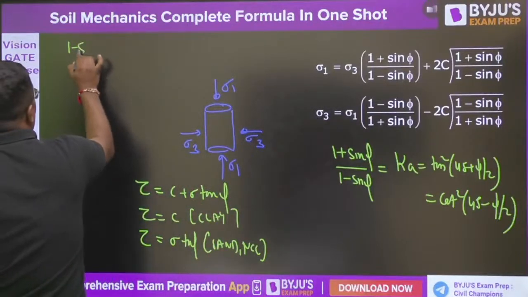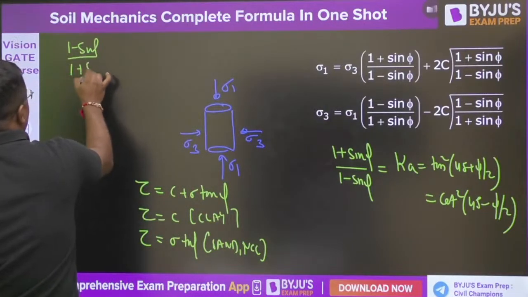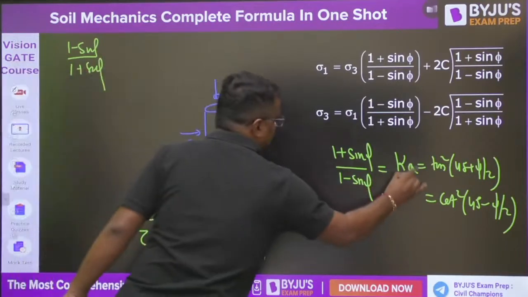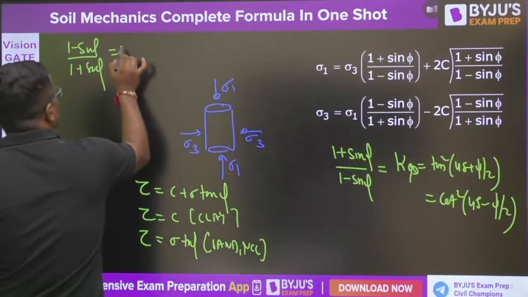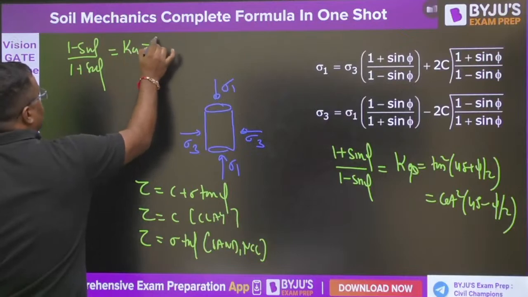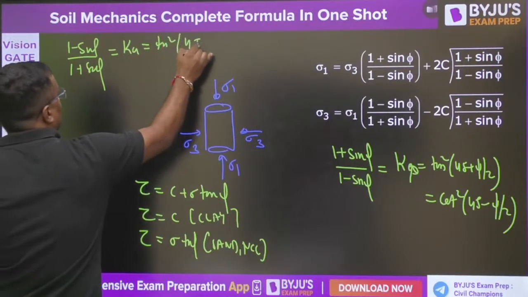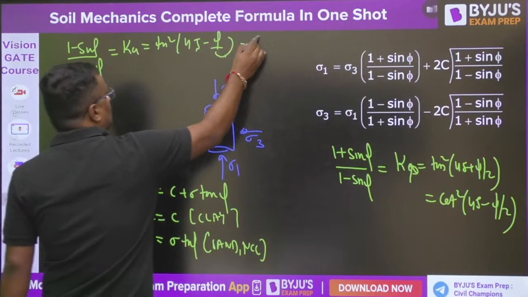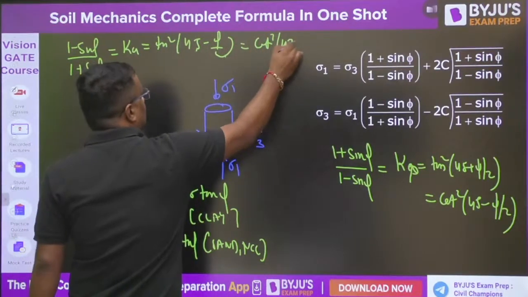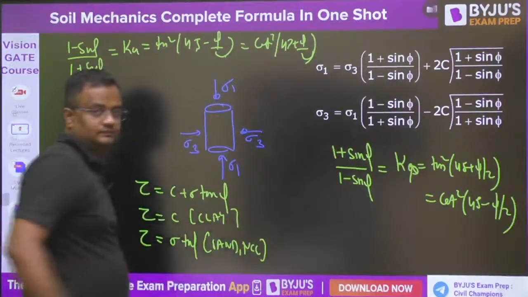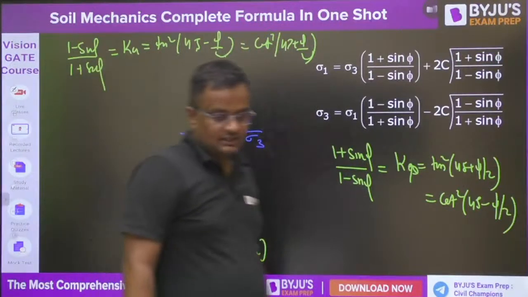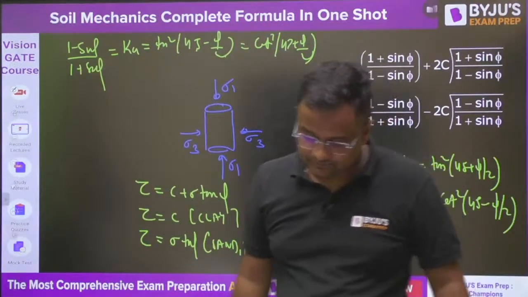Similarly, 1 minus sin phi over 1 plus sin phi is Kp. This is equal to 1 by Ka, or equal to tan square of 45 minus phi by 2, or cot square of 45 plus phi by 2, like this. This is the relationship between sigma 1 and sigma 3.